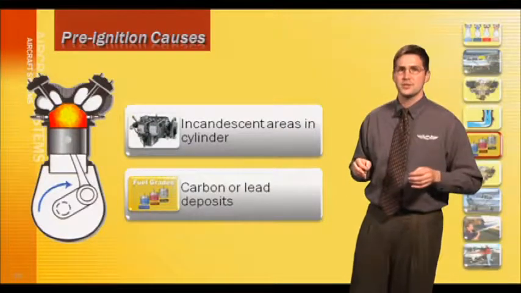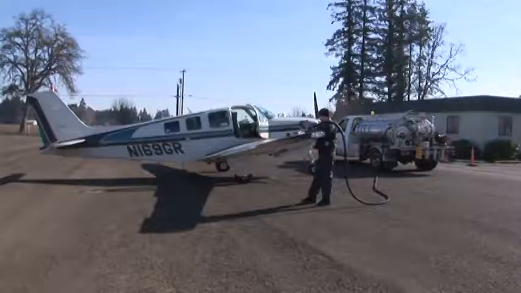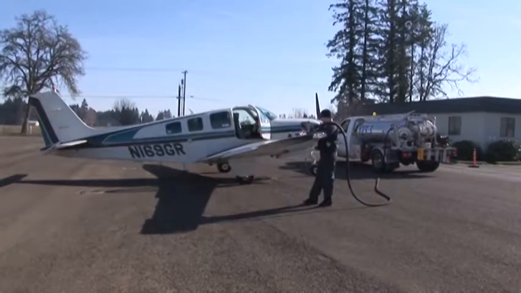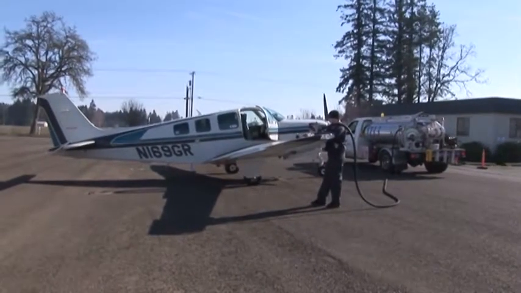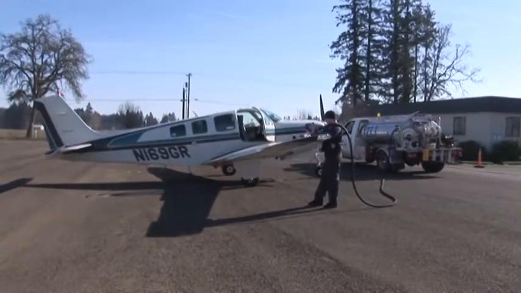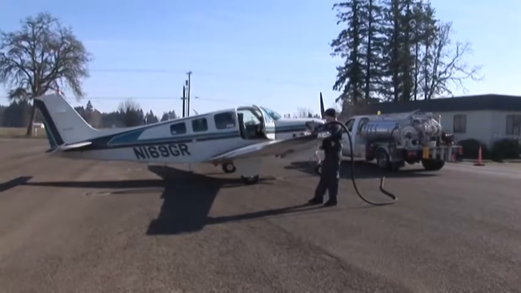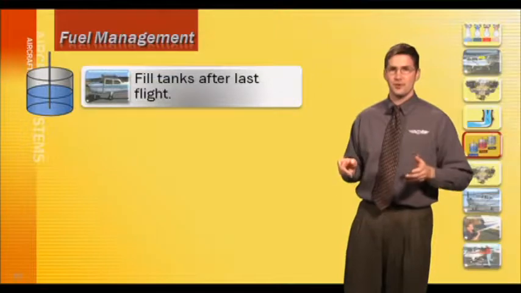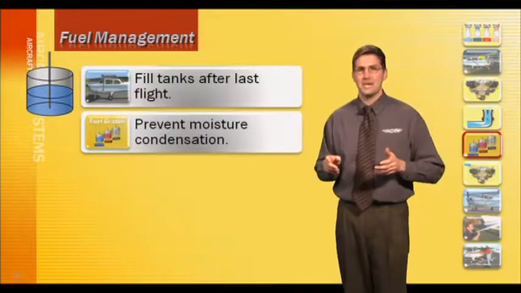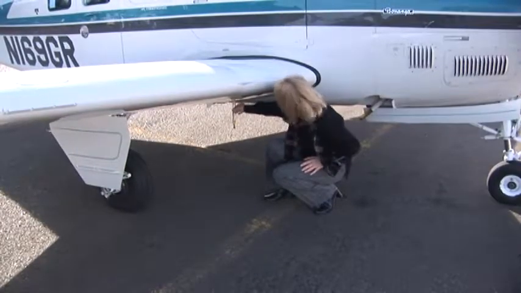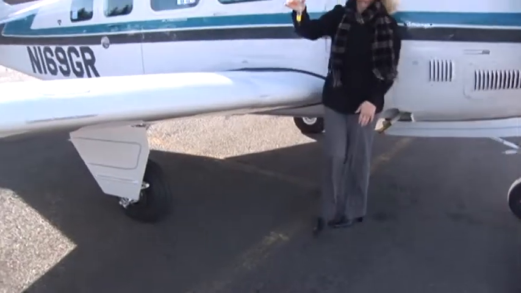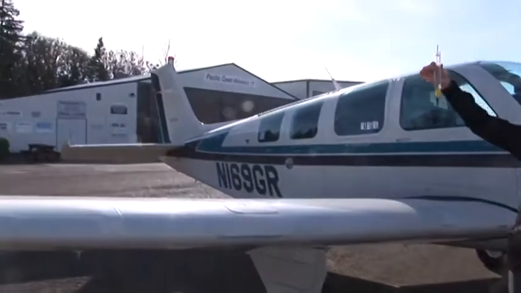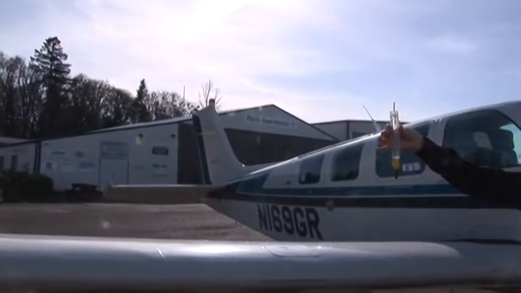Now, here are some tips you should know about proper fuel management. First, filling the fuel tank after the last flight of the day is always a good practice. This prevents moisture condensation in the fuel tank by eliminating the airspace created in the tanks when they're partially full. Fuel can be contaminated by water and dirt. Humid air inside fuel tanks can cool at night, resulting in significant water being added to the fuel through condensation.